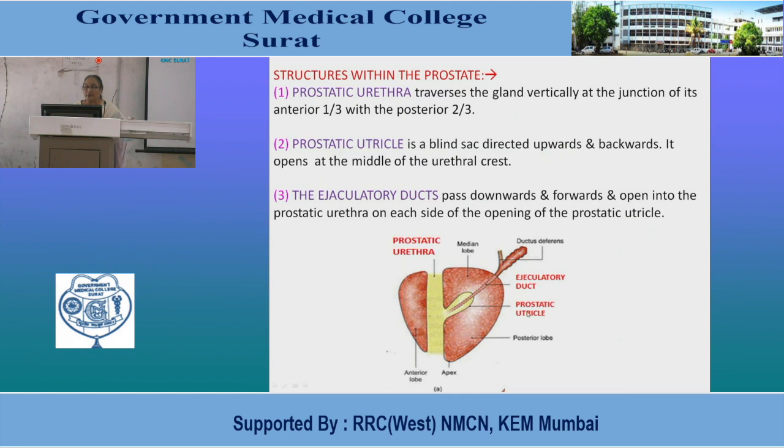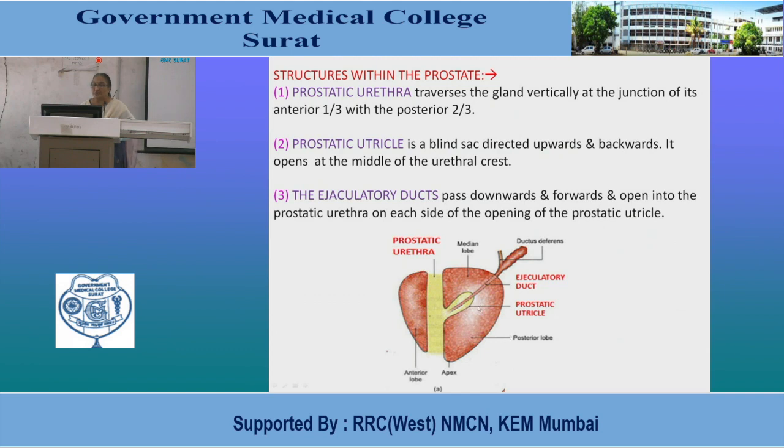Second is the prostatic utricle. What is the prostatic utricle? It's a blind sac directed upwards and backwards. It opens at the middle of the urethral crest. The third structure within the substance of the prostate gland is the ejaculatory duct. This ejaculatory duct passes downwards and forwards and opens into the prostatic part of the urethra on each side of the opening of the prostatic utricle.